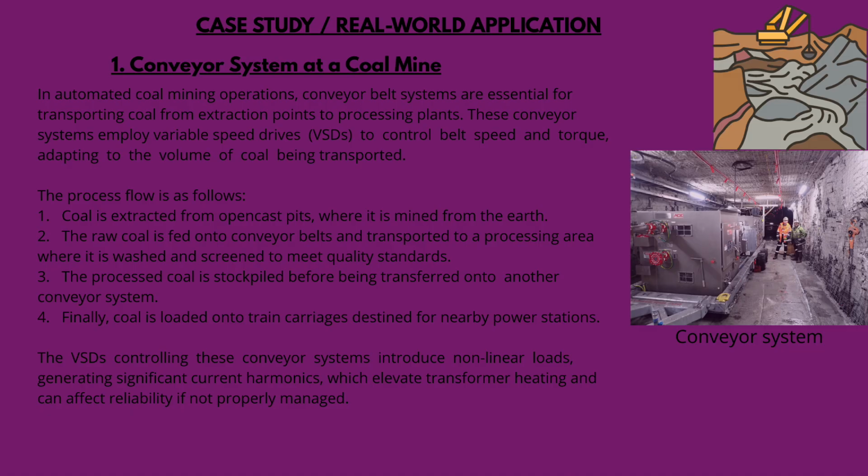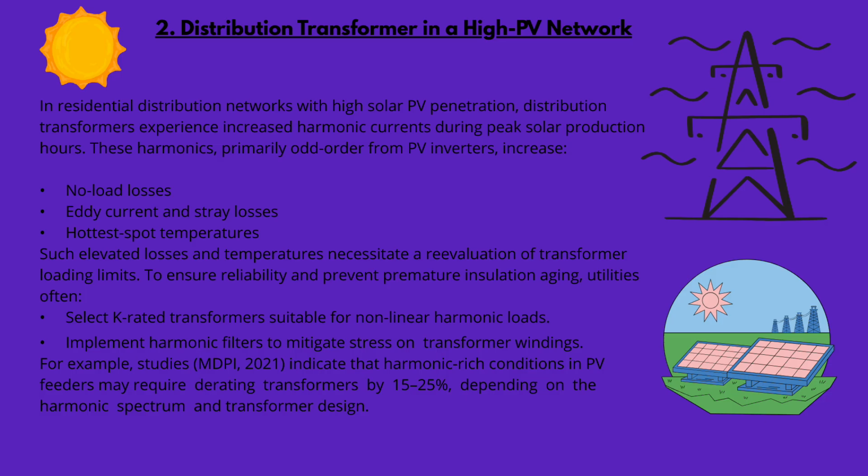Second, the raw coal is fed onto conveyor belts and transported to a processing area where it is washed and screened to meet quality standards. Third, the processed coal is stockpiled before being transferred onto another conveyor system. Finally, coal is loaded onto train carriers, this time for nearby power stations.